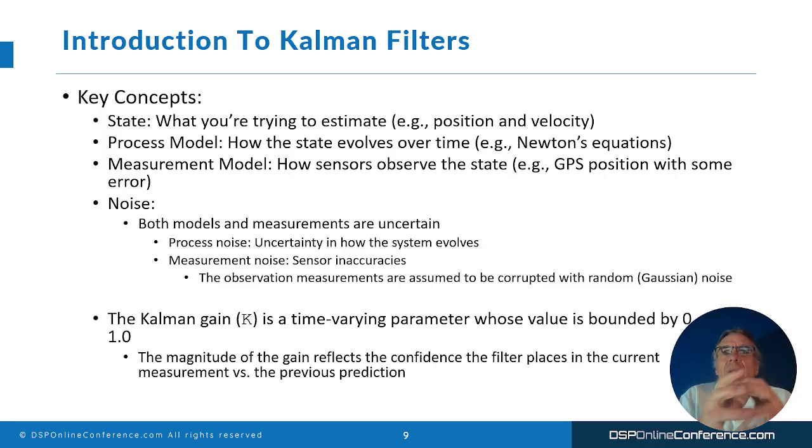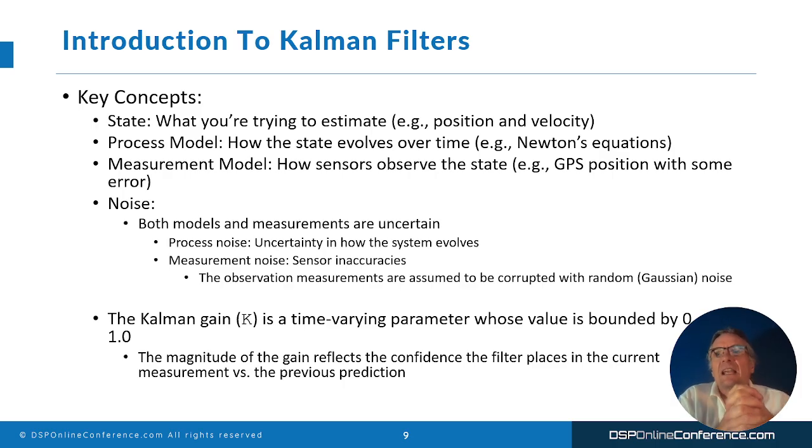Both models and measurements are uncertain, and that's the key concept of the Kalman filter. We are assuming that both the model and the measurement of our state are noisy. So we have process noise, which is how the system evolves, the noise in the system, and we have measurement noise, which is the sensor inaccuracy. Have we got a noisy sensor, basically?